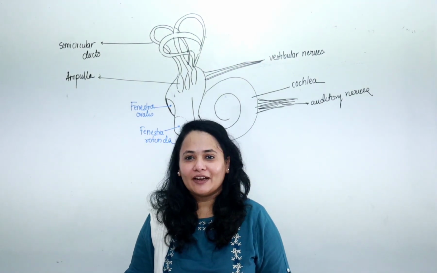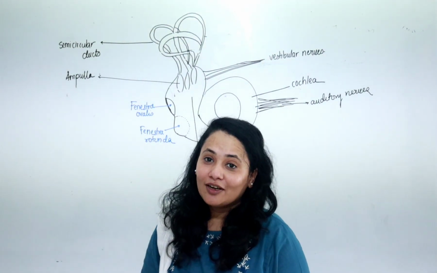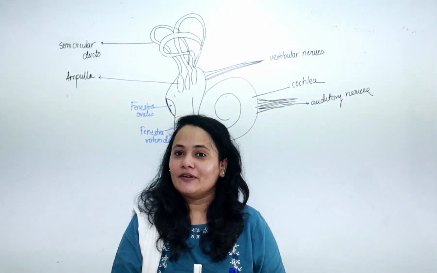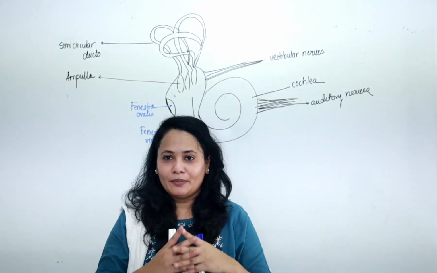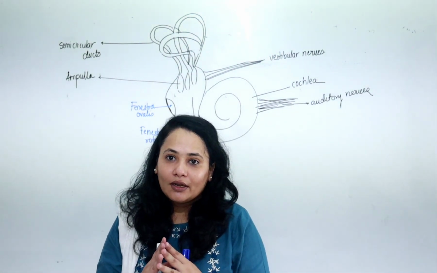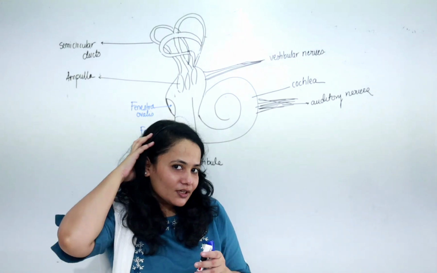Okay, so now we start with the structure of the internal ear. We know that it is a very complicated structure. It is also known as the labyrinth, particularly the bony labyrinth. Now, why is it known as the bony labyrinth? First of all, this internal ear is located somewhere over here.